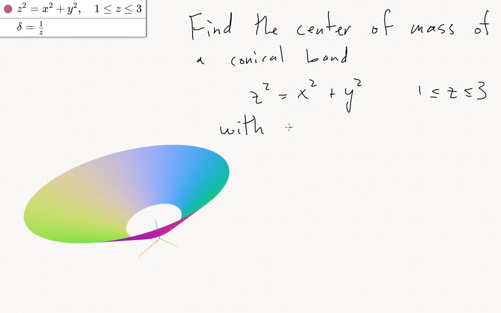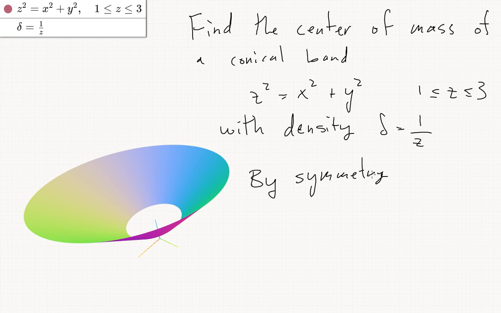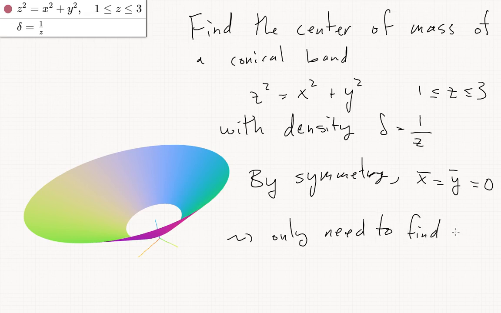And then this will have density given by delta is 1 over z. So using symmetry, the x and y coordinates of the center of mass are both 0. So we only need to find z bar, the z coordinate of the center of mass.